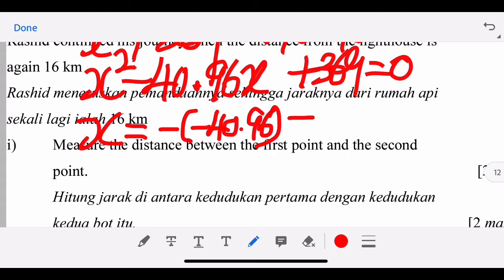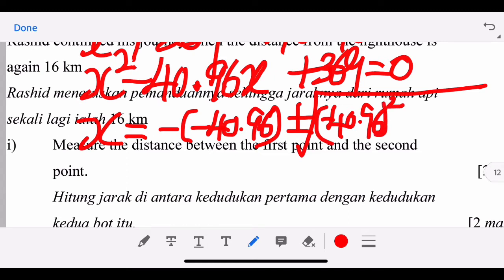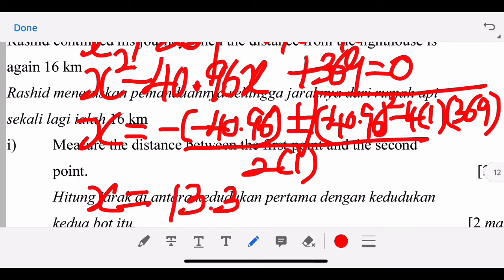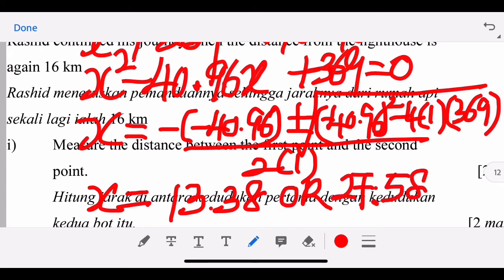So negative b. Alright, this is b squared. There is a negative here. Square minus 4 times 1 times 369 over 2 times 1. Okay, so what is the answer for x? If you press your calculator, you get 13.38. You will have to answer.